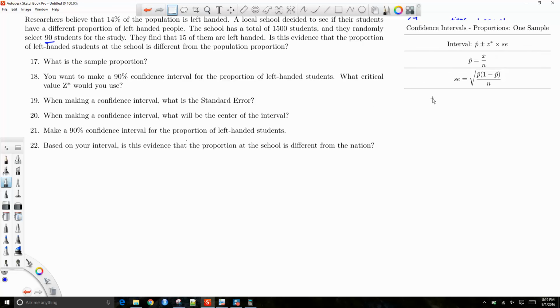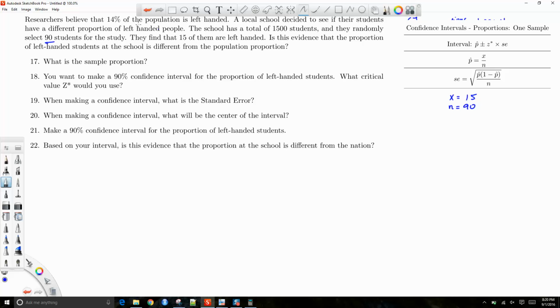Okay, and let's list off the data that we'll need. We have X, which is how many people were left-handed. We see that 15 are left-handed. We have an N, 90 of them. I guess that's it for the data that we have.